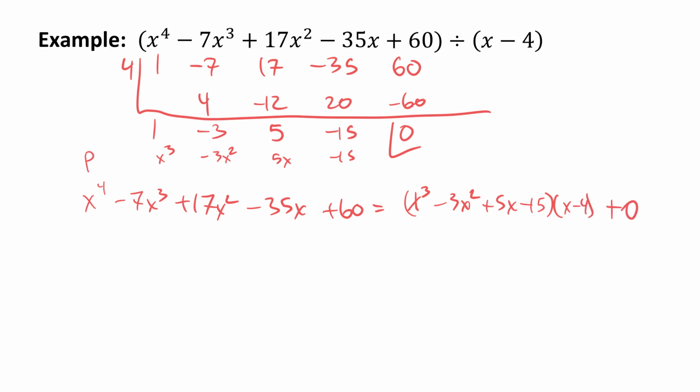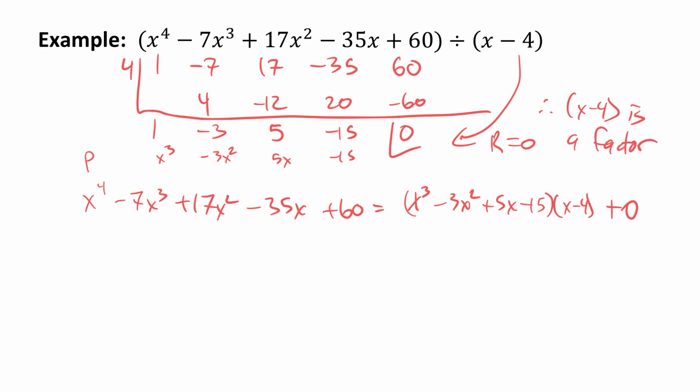And in some ways, we don't even really need to write the plus 0. So what this means, which we're kind of used to from the previous lessons where we learned synthetic division, is because x minus 4 had a remainder of 0, that means that x minus 4 is a factor.